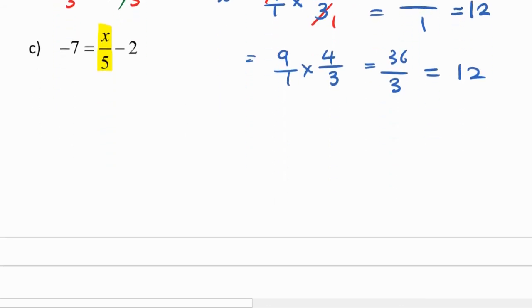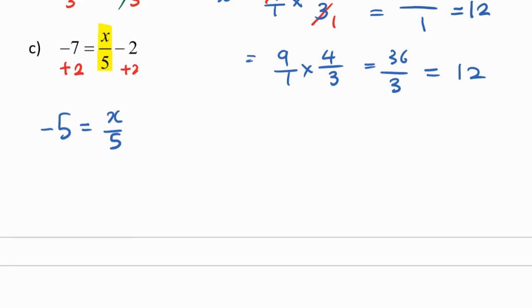Okay, next, we're going to isolate this. To do that, we have to add 2. We have to get rid of minus 2. So we add 2. Negative 7 plus 2 equals negative 5. X over 5, and everyone, negative 5, sorry.